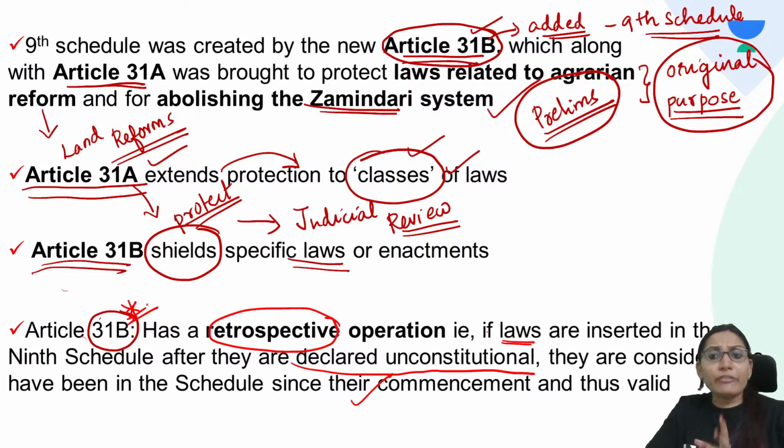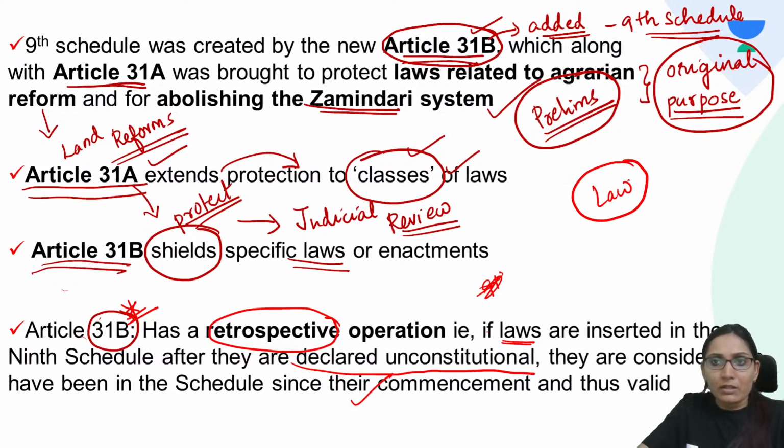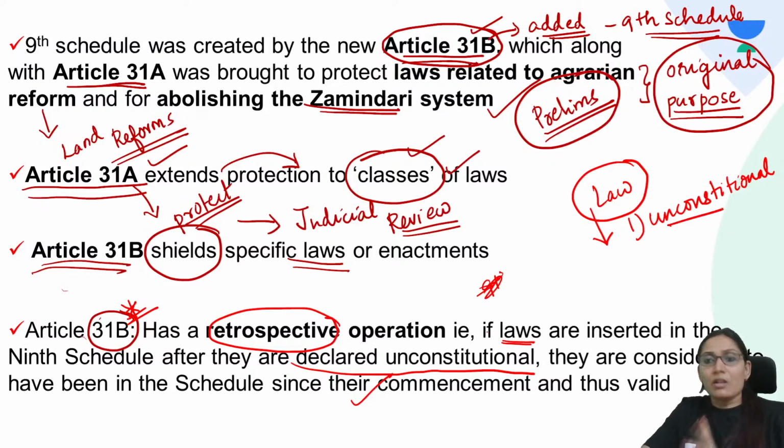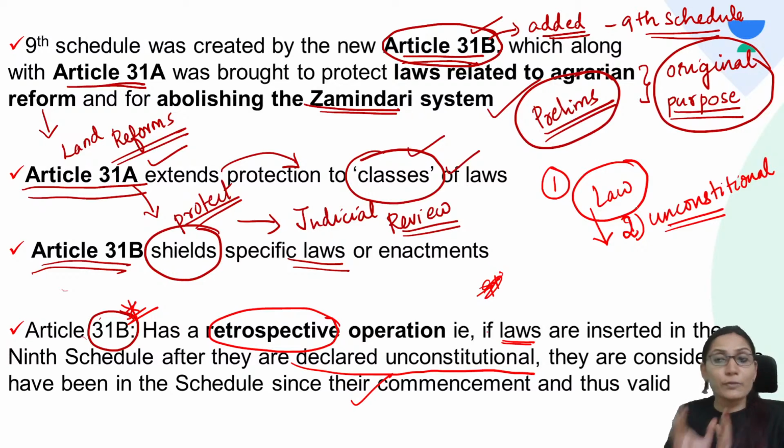Suppose laws are inserted in the 9th schedule, what will happen? For example, suppose a law was made unconstitutional by the Supreme Court. Supreme Court is the guardian of the constitution. So, a law is passed by the parliament. First step, the law is passed by the parliament. Secondly, the law is declared unconstitutional by the Supreme Court.